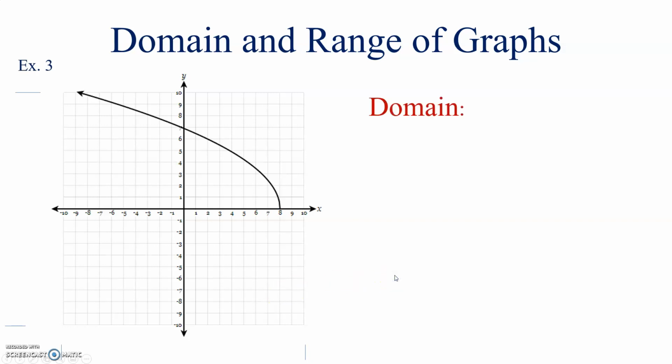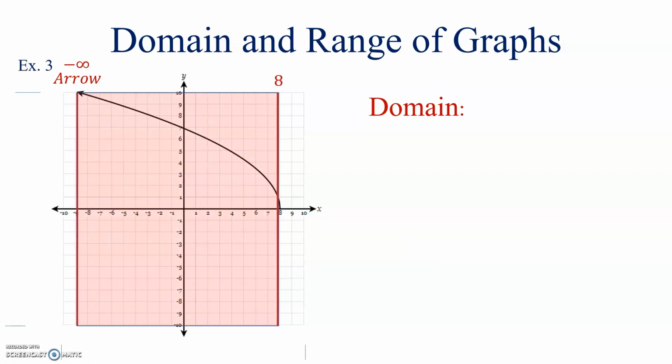So we'll first do the domain. Just like the previous ones, domain is left to right. So it looks like this goes as far as this arrow. But now this arrow, because it's continuing to point to the left, that means eventually it will get to negative infinity. So it's a little different than the previous ones where there was an end point. So this arrow says keep going forever. To the right, it goes as far right as this 8. So it looks like we got this interval from negative infinity all the way to positive 8.